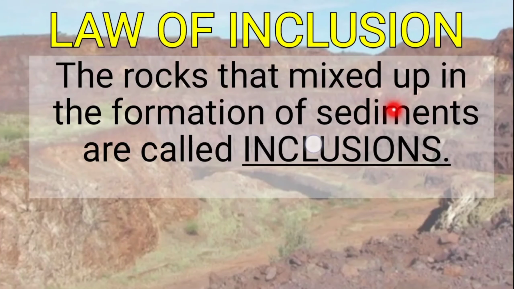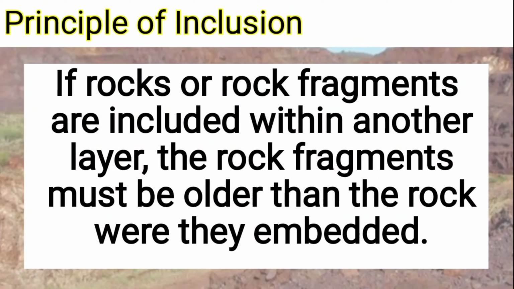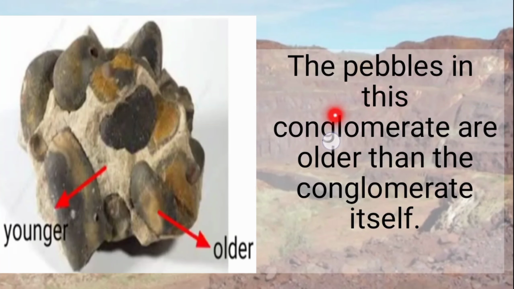The rock that is mixed up in the formation of sediments is called inclusion. So in this part, in the inclusion, if rock or rock fragments are included within another layer, the rock fragments must be older than the rock they were embedded in. Meaning, the rock fragments are older than the rock itself. Example is the pebbles in this conglomerate are older than the conglomerate itself.